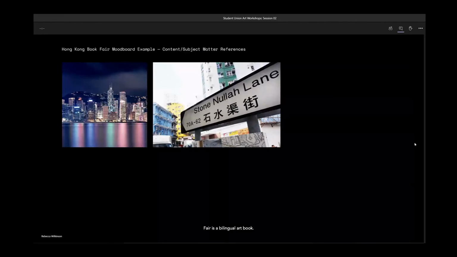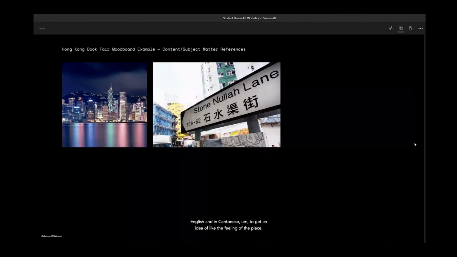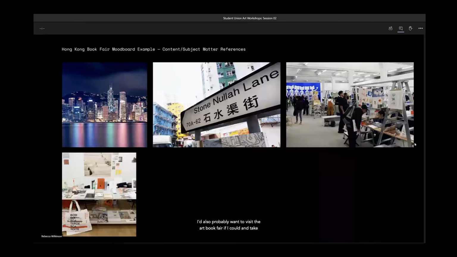The Hong Kong Art Book Fair is a bilingual art book fair, so I want to look at the signs of Hong Kong, how they're in English and in Cantonese, to get an idea of the feeling of the place. I'd also probably want to visit the art book fair if I could and take some photos and see what's there. If I can't visit in person, I'd want to take a look at what it looks like online.